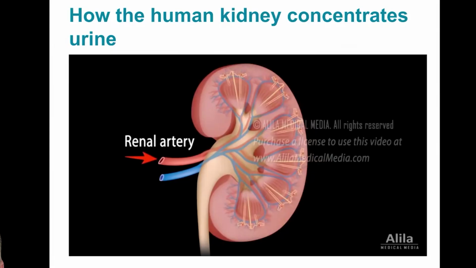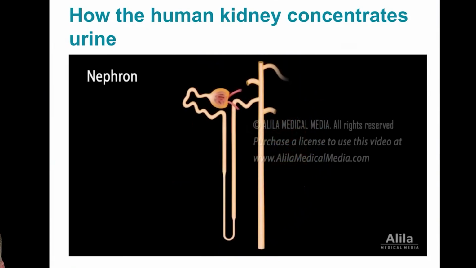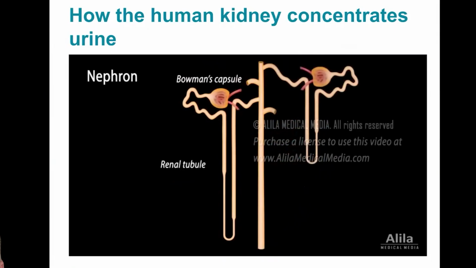The filtered blood then passes through a series of veins and exits the kidney via the renal vein. The urine is collected in collecting ducts and leaves the kidney via the ureters. Each kidney contains over 1 million nephrons. A nephron consists of two major parts, a glomerular capsule, or Bowman's capsule, and a long renal tubule. Renal tubules of several nephrons connect to a common collecting duct.